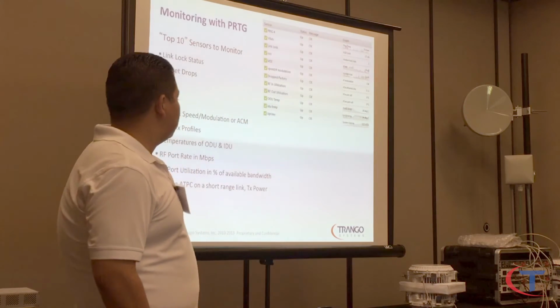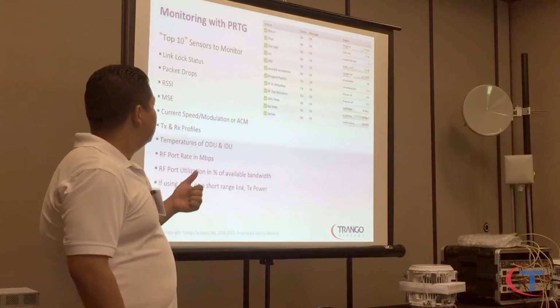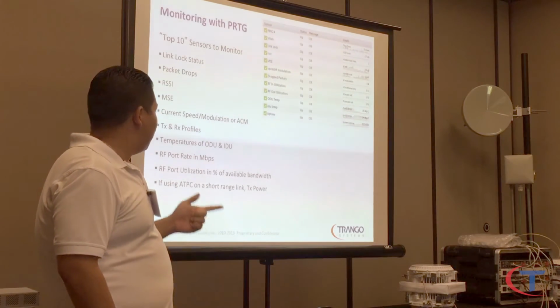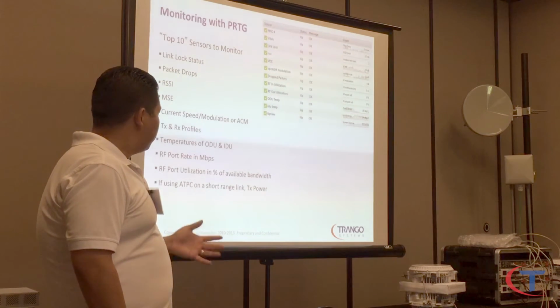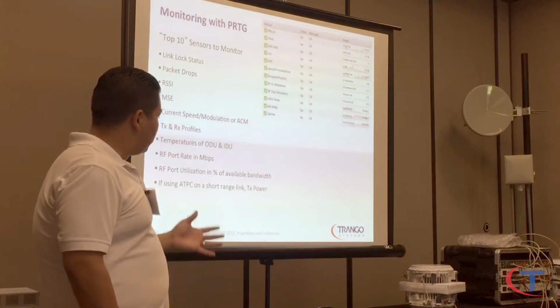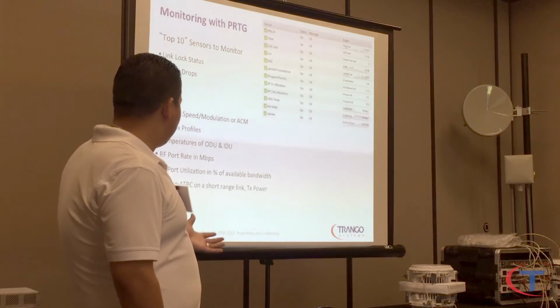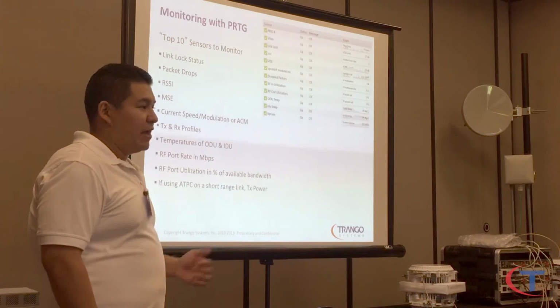Monitoring with PRTG. What are the top 10 sensors we like to monitor? It's link lock status, packet drops, RSSI, MSE, current speed and modulation for ACM, transient receipt profiles, temperature of the ODU and IDU, RF port utilization in megabits and percentage, and if using ATPC, what are the transmit power?